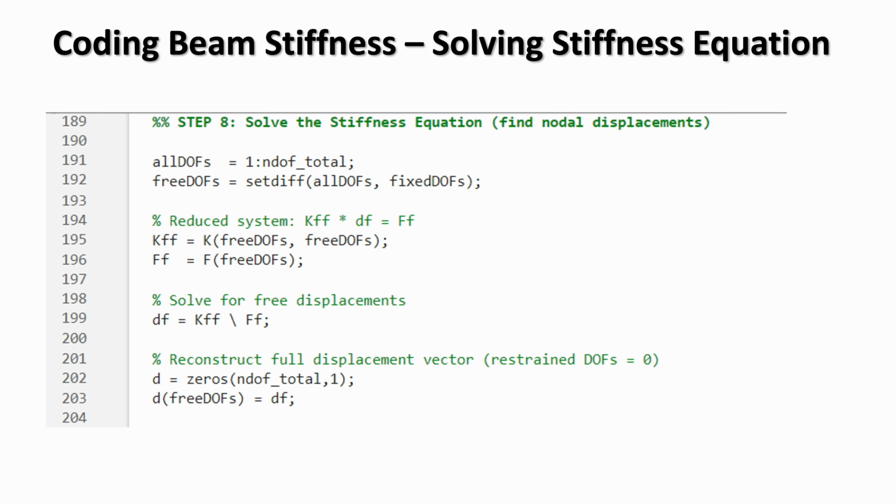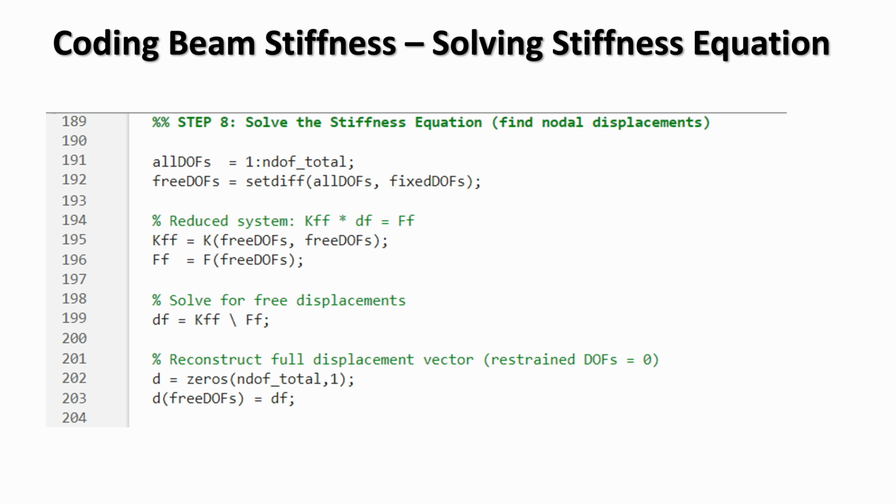At this stage, we have everything we need: the global stiffness matrix, the global load vector, and the boundary conditions. Our goal now is to solve for the nodal displacements. We begin by identifying the free and restrained degrees of freedom. The set difference operation gives us all degrees of freedom that are not fixed by supports. Using these, we extract the reduced stiffness matrix and load vector corresponding to the system KFF times DF equals FF. We then solve this system using MATLAB's backslash operator, which gives us the unknown displacements at the 3 degrees of freedom. And next, we reconstruct the full displacement vector.